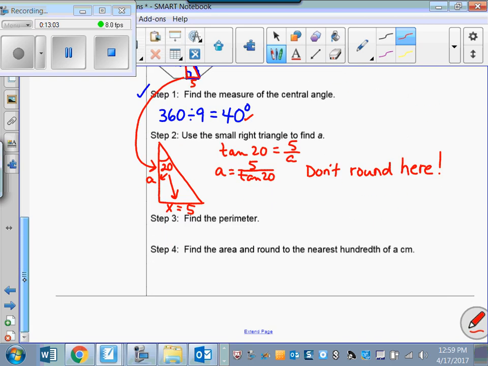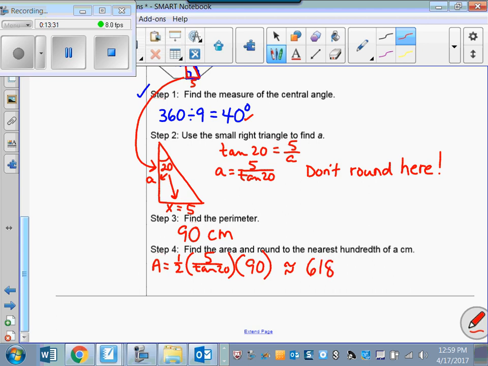Okay, so now we need to find the perimeter, which I already did up here. It's 90 centimeters. We're just going to write that in, 90 centimeters. So now to find the area, we know it's 1/2 times the apothem, which I got here, 5 divided by tangent of 20, times the perimeter, which is 90. So when I punch all that in and round it off to the nearest hundredth, I get 618.18 centimeters squared.